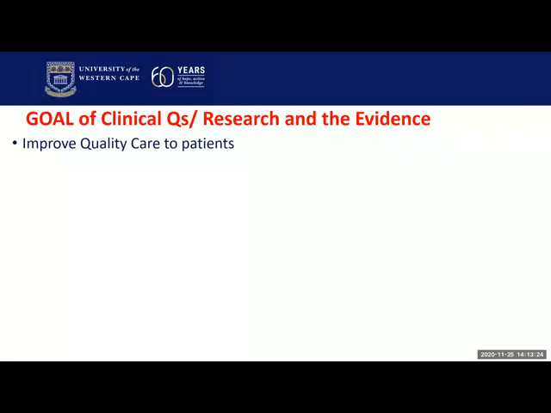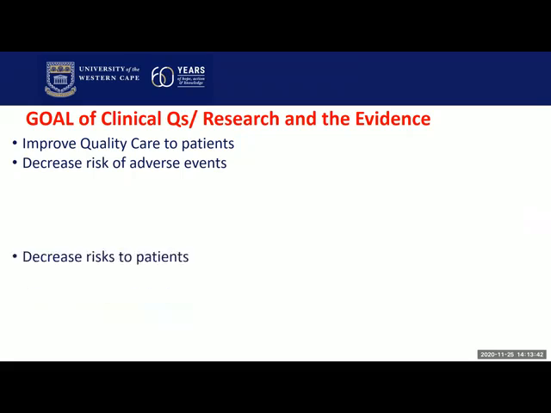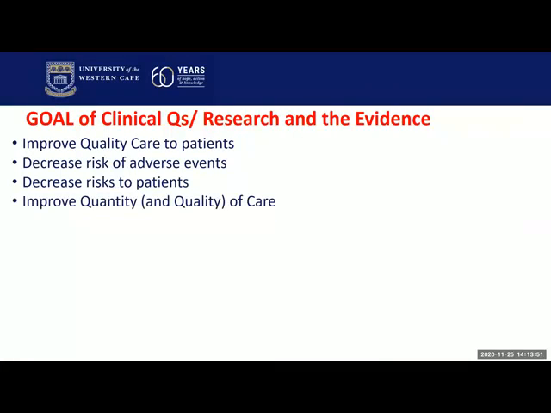Just to start and locate where we are and why we speak about clinical questions and research questions and the evidence related to it. You know, why is this so important for all of us? Firstly, and I think the most important thing is we want to improve our quality of care to our patients. We want to decrease the risk of adverse events that patients may experience with whatever treatments we advise them on. We need to decrease the risks to patients, improve not just the quality of care to patients, but also the quantity of care to patients.